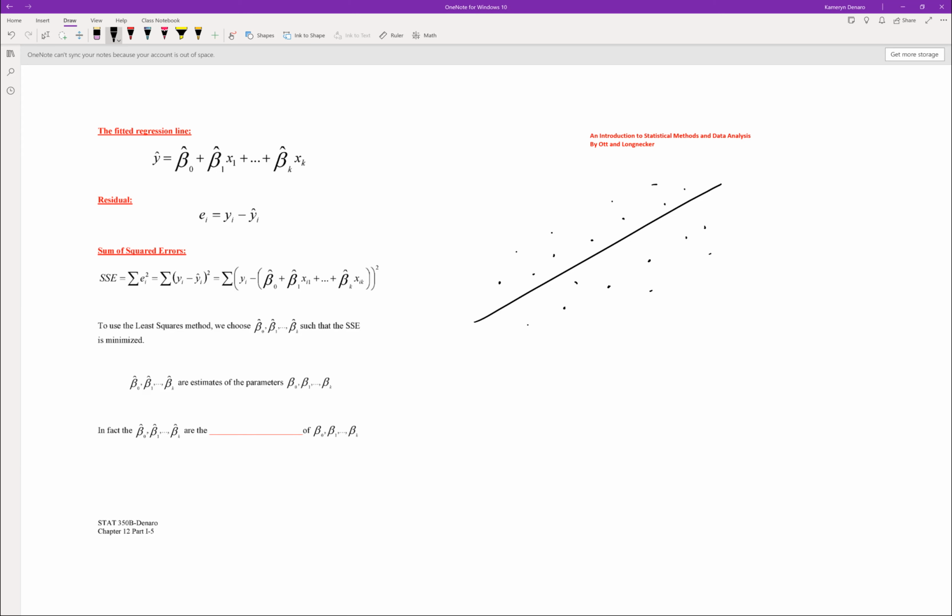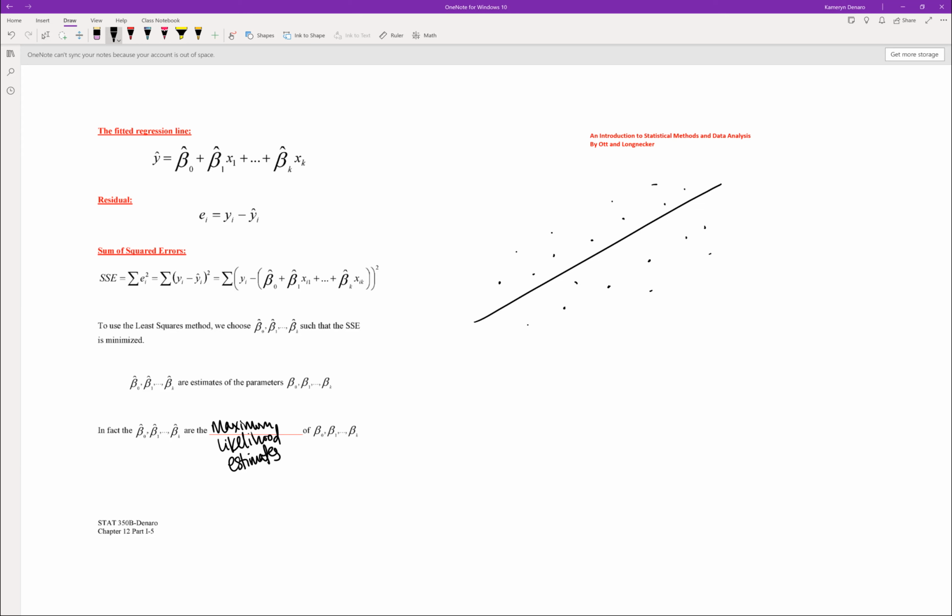Okay, beta 0 hat up to beta k hat are the estimates of the parameters beta 0 up to beta k. In fact, these are the best possible estimates, right? They're the maximum likelihood estimates of these parameters.